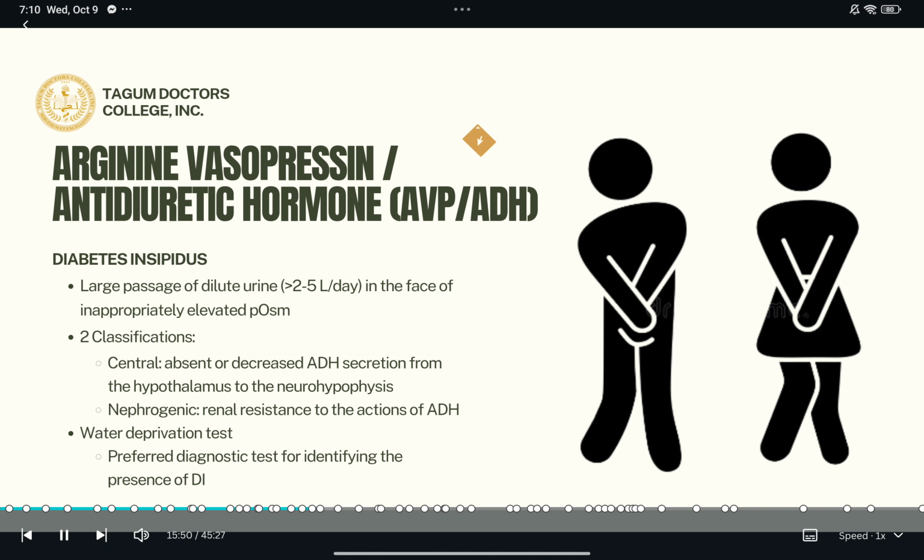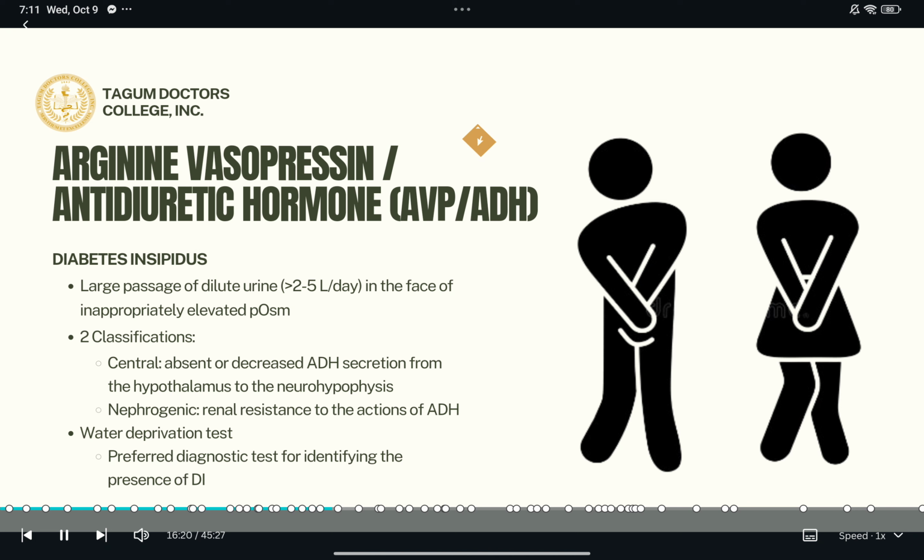It causes a large passage of dilute urine in the face of inappropriately elevated plasma osmolality. We have two classifications of diabetes insipidus. We have the central and we have the nephrogenic. If it's central, there is an absence or decreased ADH secretion from the hypothalamus to the neurohypophysis. If it's nephrogenic, there is a certain renal resistance to the actions of ADH.